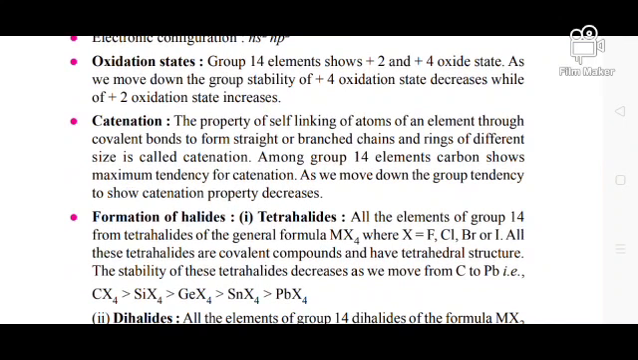After that, catenation is the property of self-linking of atoms of an element through covalent bonds to form a straight or branched chain.